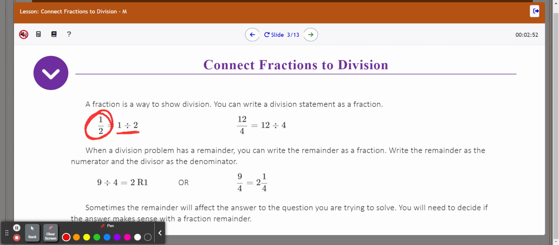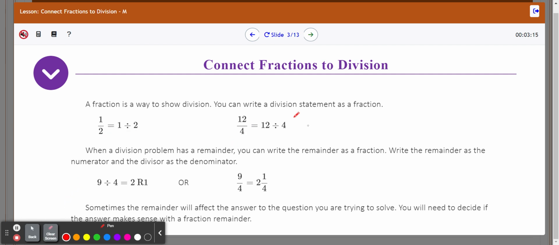Your numerator is your divisor, and your denominator is your dividend. So looking over here at 12 over 4, again, your numerator is your divisor, that's 12, and your dividend is your denominator, 4. So 12 over 4 is the same thing as 12 divided by 4.